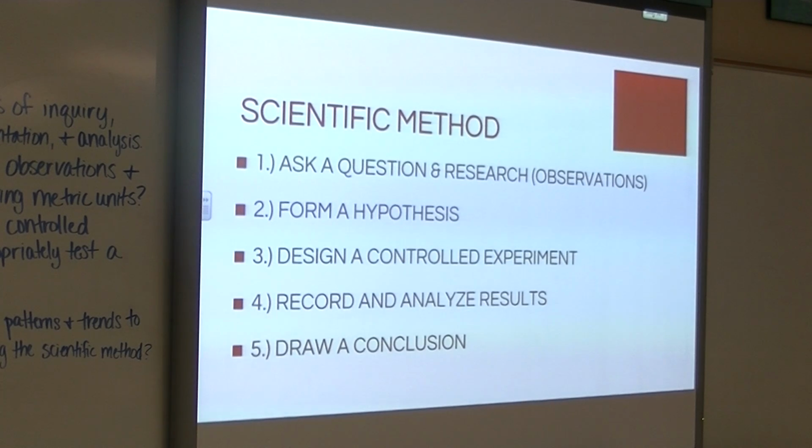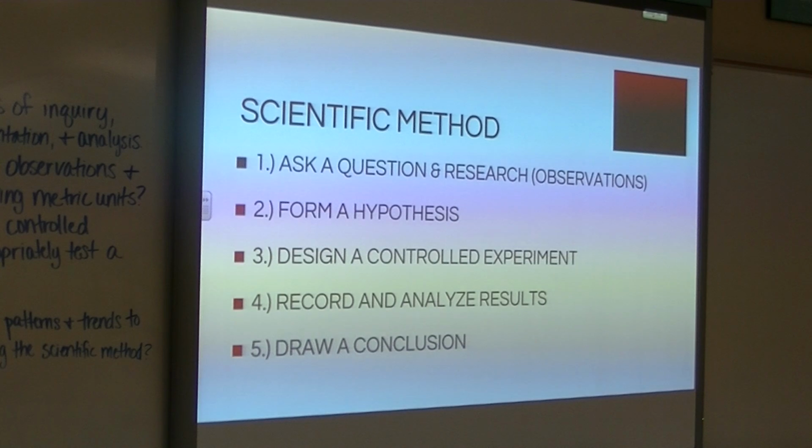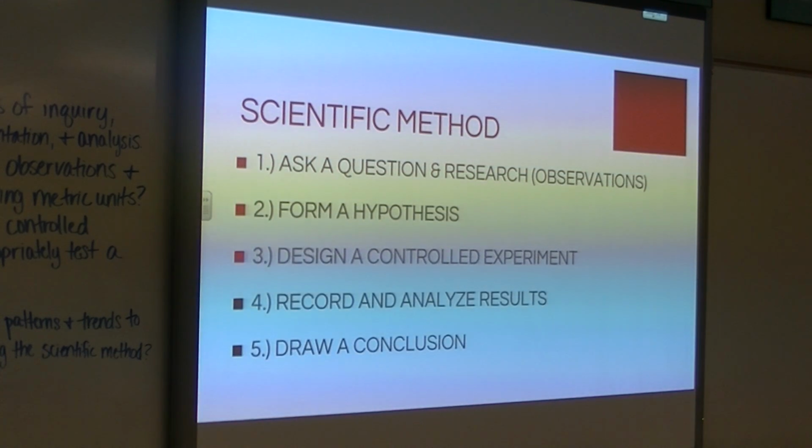Step four is to record and analyze your results. So we want to make sure that we collect all of our data and then analyze it so that we know what information we're getting. And then finally, we're going to draw our conclusion. So we're going to say, yes, it supported our hypothesis, or no, it did not. Now, if you have an experiment that does not support your hypothesis, it does not mean that it's a failed experiment. It just means that you gathered information that didn't support what you thought was going to happen. Okay? Any questions about the scientific method before we move on?